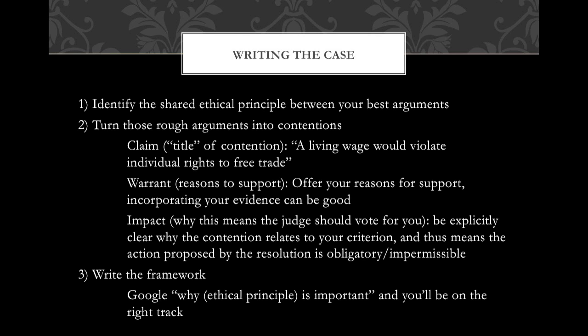So explain why it is that your claim is true means that the judge should vote for you, and be explicitly clear how the contention relates to your criterion. And then explain why this means that the judge should or shouldn't vote for you. So once again, the 3 parts you want to do, you want to give your claim, you want to argue for why that claim's true, and then you want to do some analysis for why that matters in the first place. And I would say after you've written your contentions, then you should probably write the framework.